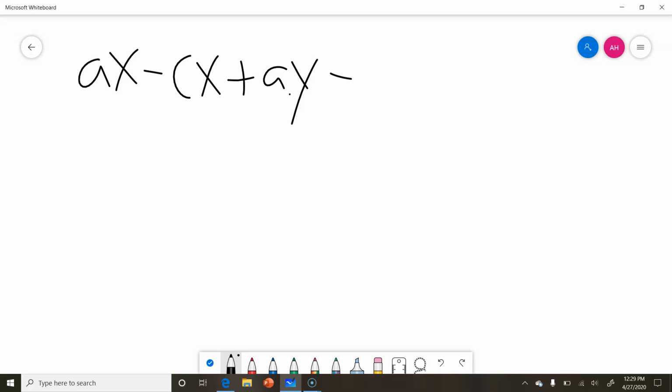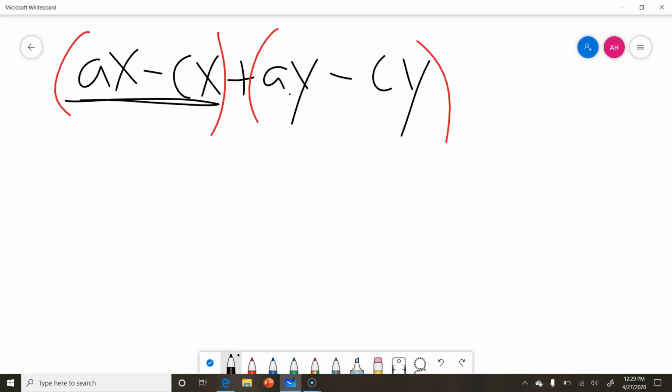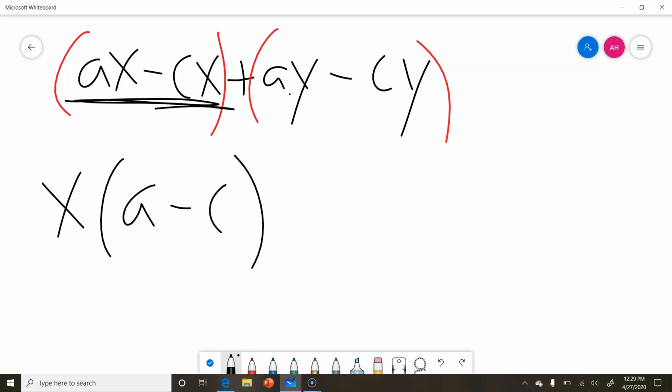So let's do another one by grouping, and then I will let you get to the homework here. So let's say we have ax minus cx plus ay minus cy. Okay, again, I can solve this by grouping, by just grouping these two and these two. Now I say, what do these have in common? Well, they have an x in common, so I take out the x and I'm left with a minus c, like that. Then I say, what do these have in common?